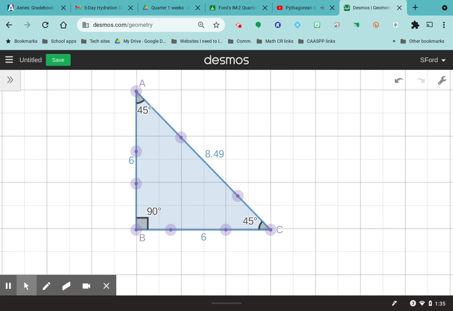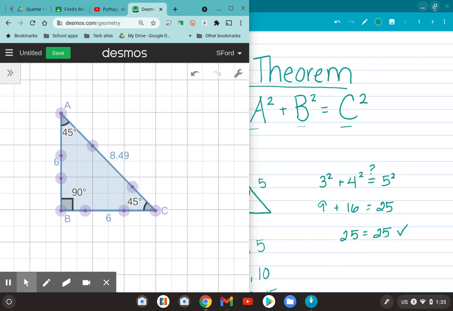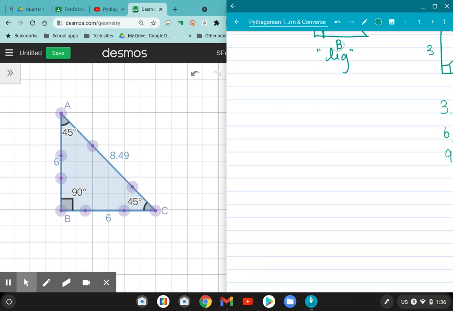Then the other thing that is pretty neat is here on Desmos. So Desmos, if you remember our geometry tool, we have here a right triangle, and we can do 6 squared plus 6 squared is going to equal 8.49 squared. That is going to work. And if we show you it, let me move my computer around just a second. Oops. We can even do it on here.